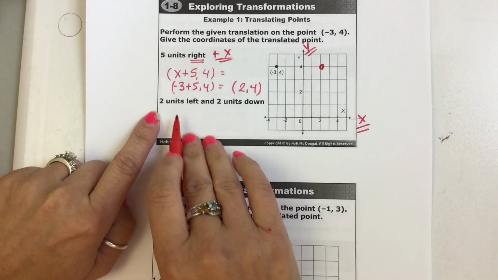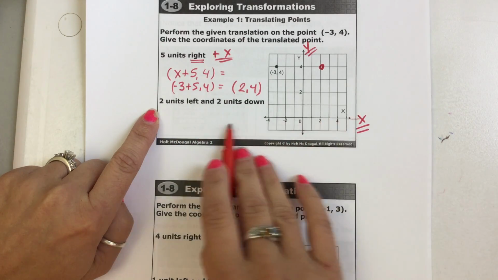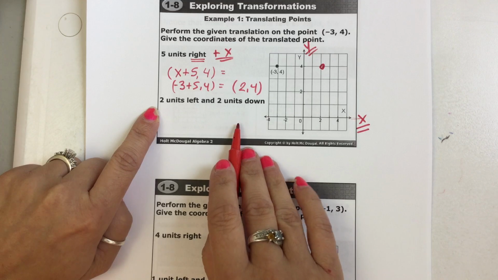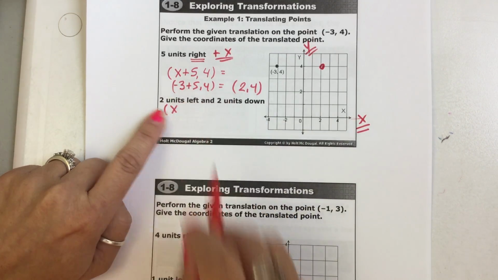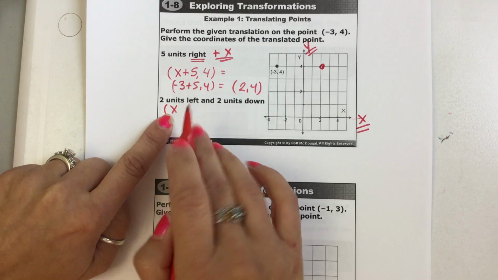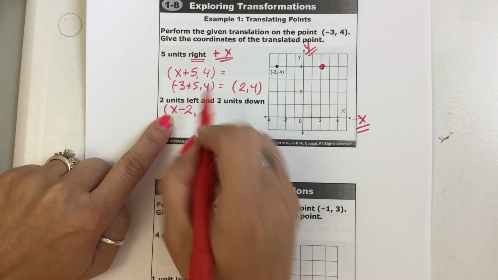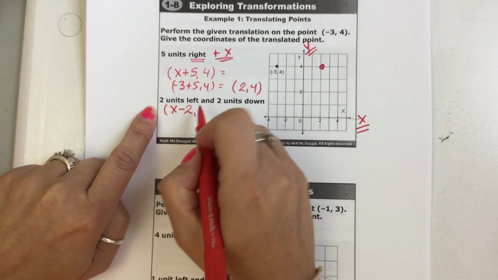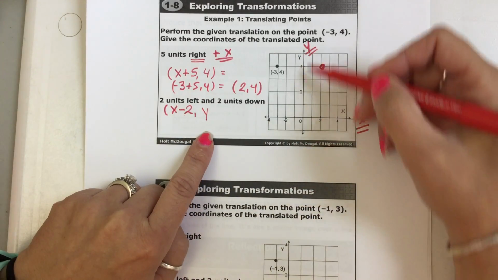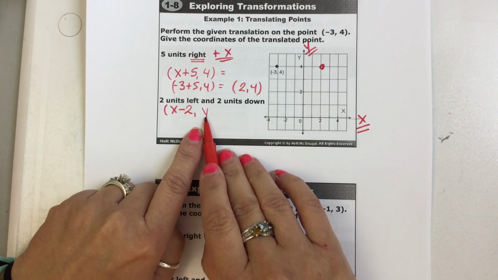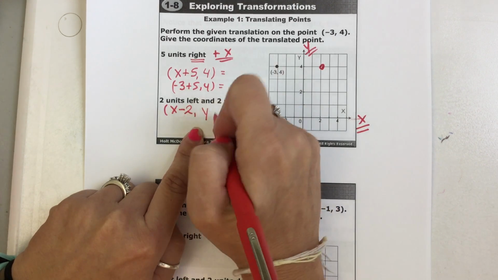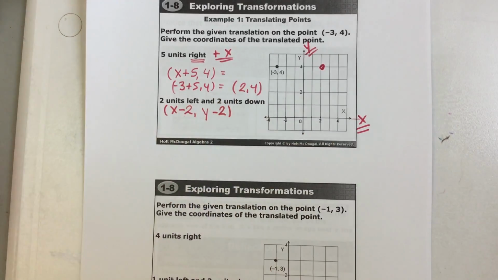If I want to go 2 units left, left is the x-coordinate because the x-axis runs left and right. So what I'd have to do is take the x value. If I go to the left, that's the negative direction, so I'd have to subtract 2 to go left 2. Then, if I want to go up or down, and here they want us to go 2 units down, I need to change the y. To go down, that's the negative direction, so I would subtract 2.